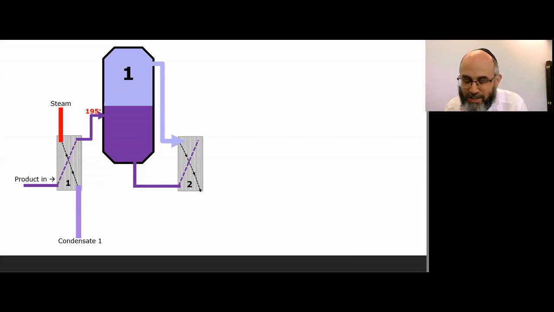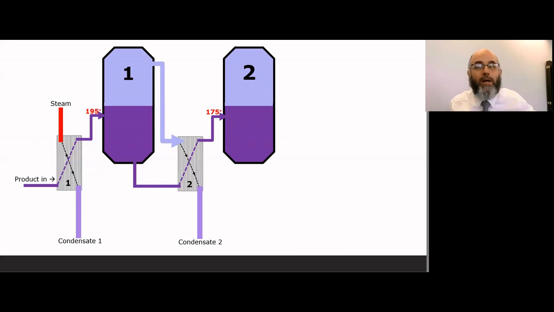Anyhow, so in the second effect, the same thing goes on. The water condensate comes out the bottom, and the juice that goes into the second separator is not as hot. Now it's 175, but the juice is now even more concentrated, because the vacuum in the second separator is even stronger than the first one. So at 175, water boils out, and the juice spins around and comes out the bottom again, more concentrated.